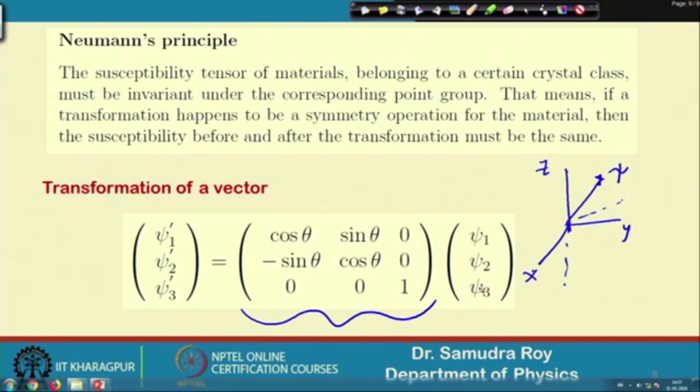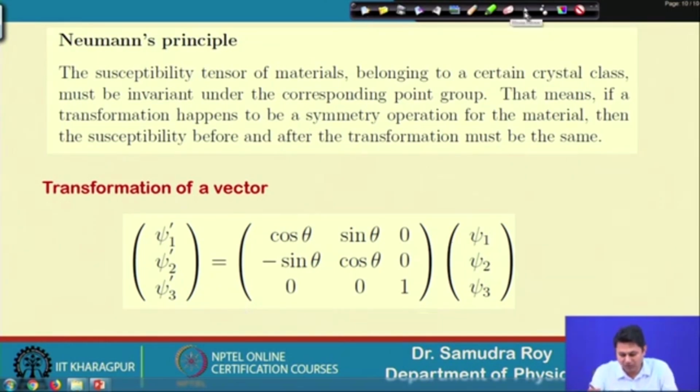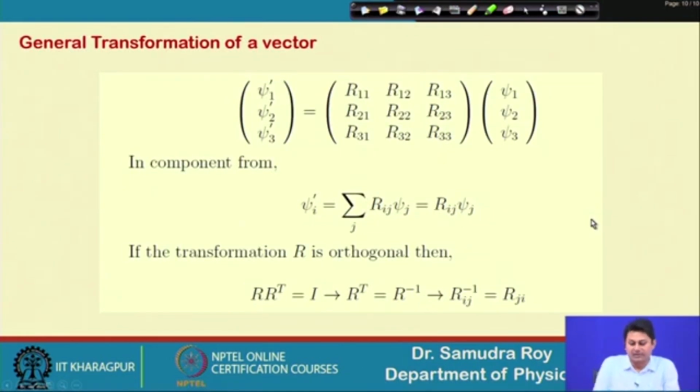How psi 1 prime, psi 2 prime and psi 3 prime are related to the previous, original components psi 1, psi 2, psi 3 can be represented by this operation, which is quite straightforward, and I believe most of the students are aware of this. So now the question is what happens when we apply this kind of operation on a tensor.